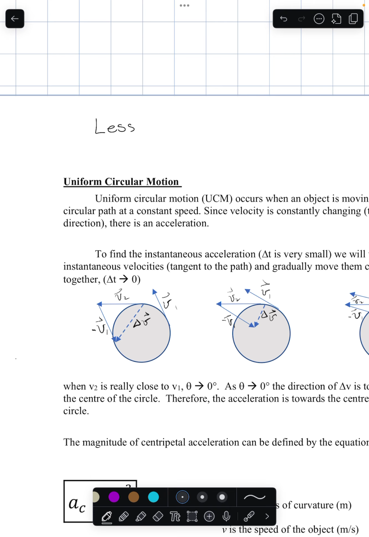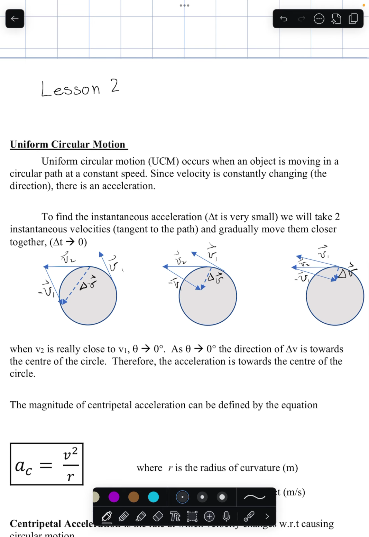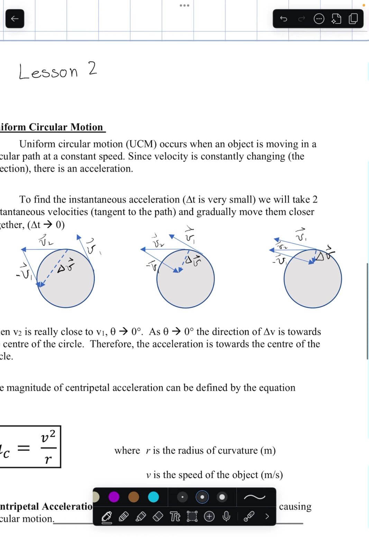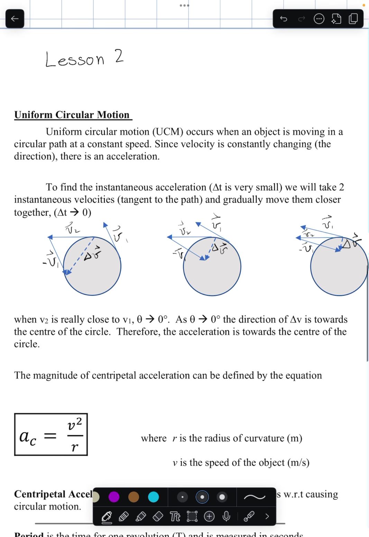Lesson 2. Uniform circular motion, UCM, occurs when an object is moving in a circular path at a constant speed. So we have to make sure that it's at a constant speed. Since the velocity is constantly changing direction, there is going to be an acceleration.